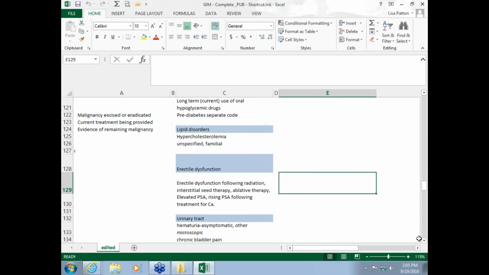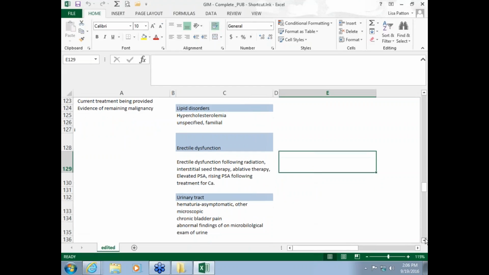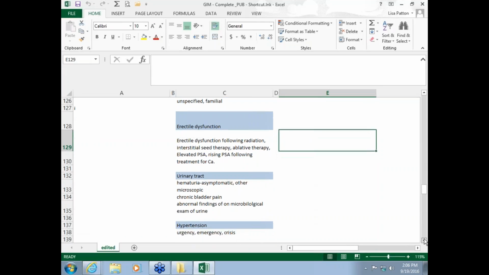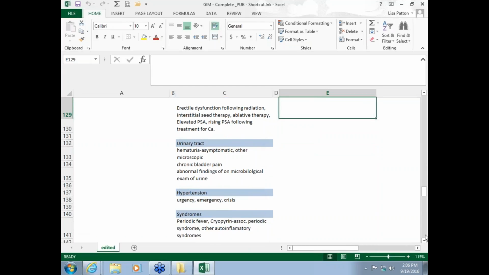And then urinary tract, we see a lot of the urinary tract infections. And it's whether they have hematuria or it's asymptomatic or other microscopic chronic bladder pain and abnormal findings on microbiological exam of urine. And then like we said with the hypertension, they've added the urgency, emergency, and crisis.